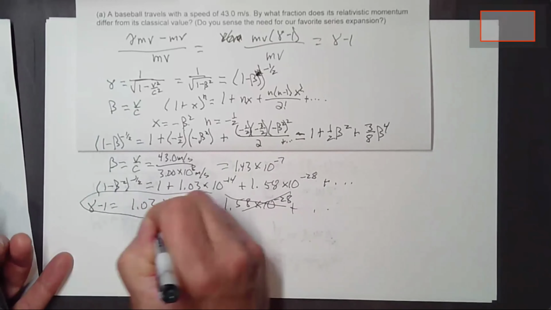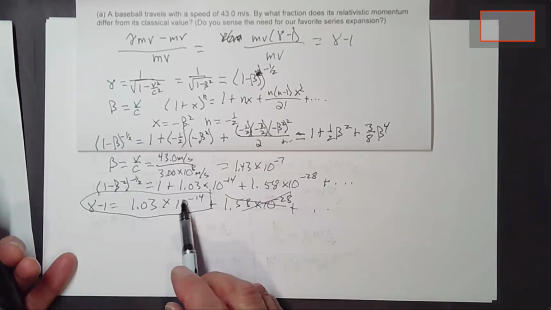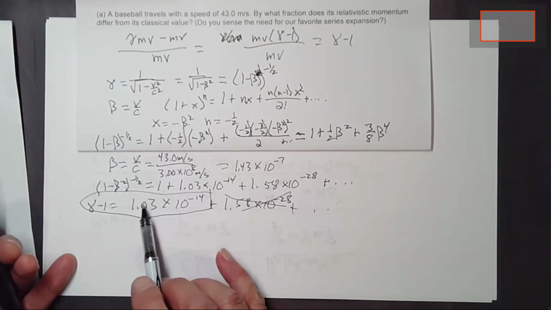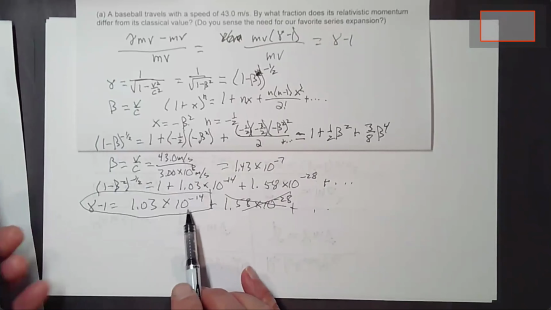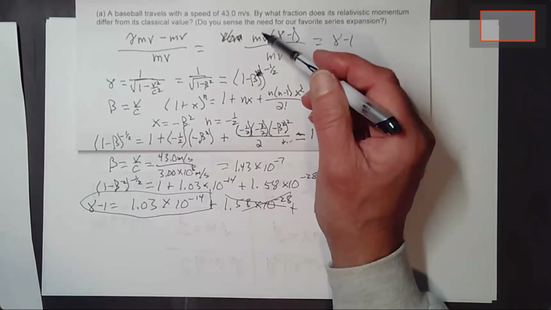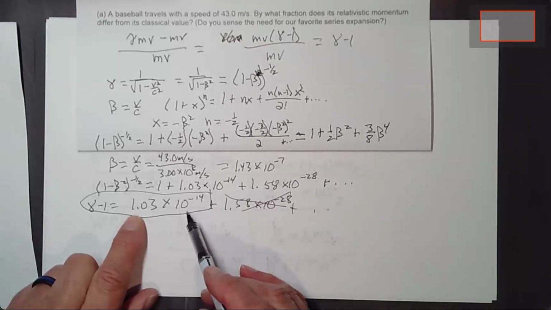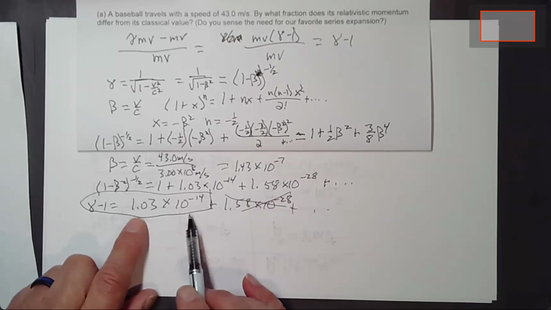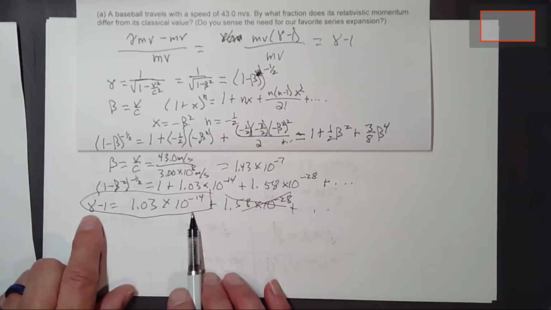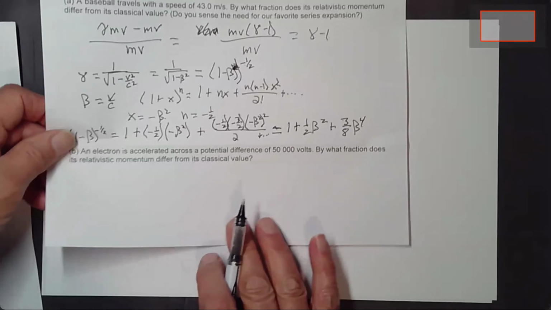And this is the fractional difference between the relativistic momentum and the classical momentum for a 97-mile-an-hour baseball pitch. And it's not much. So it is safe to ignore the relativistic correction when you're talking about baseball pitches. They just don't show up. And there was another application of that thing.